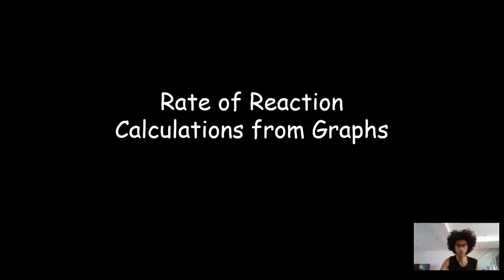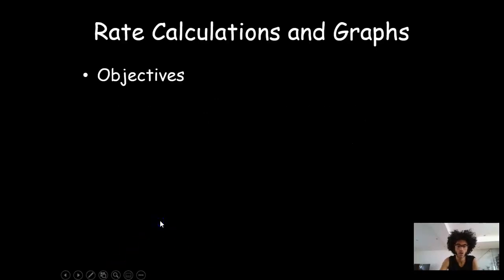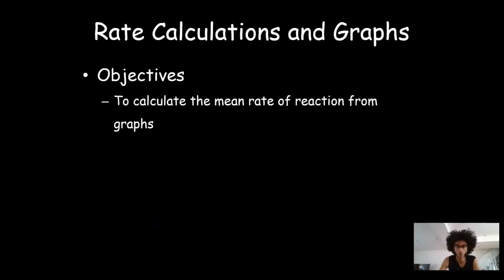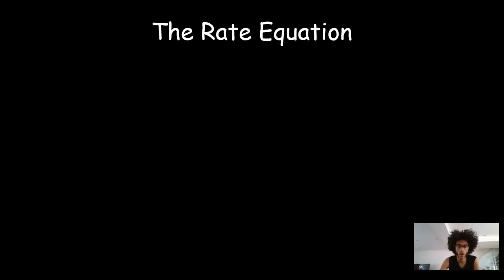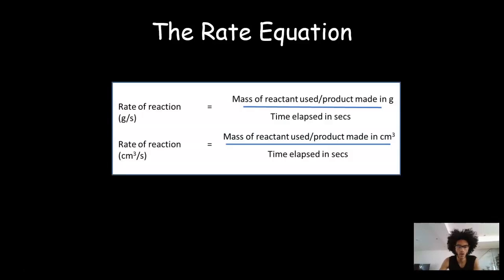So the objectives for today's session are to calculate the mean rate of reaction from graphs, just straightforward mean rates of reaction calculations, and also how to calculate the mean rate of reaction between 2 points from a graph. Before we go into the graphs themselves, it's good to be reacquainted with the equations you have to know. Rate is effectively either the mass of reactant or product or the volume of reactant or product divided by time. Note that it's always divided by time.